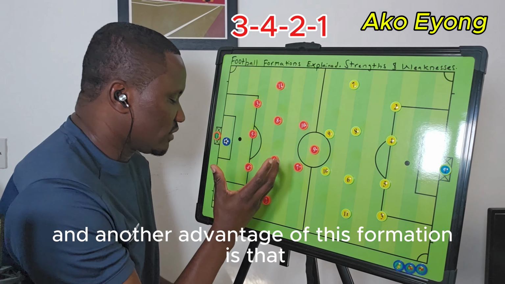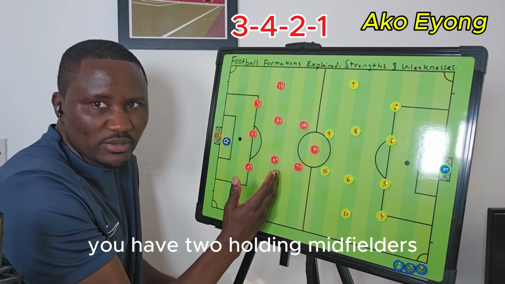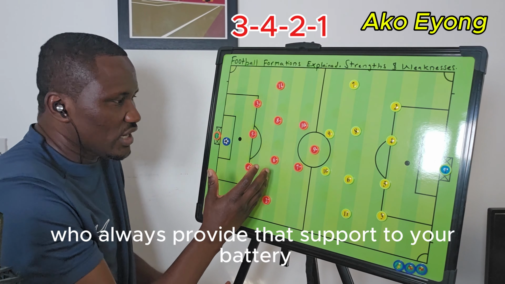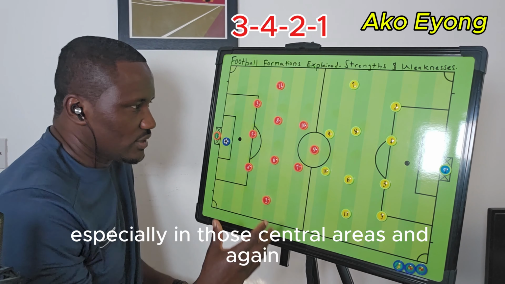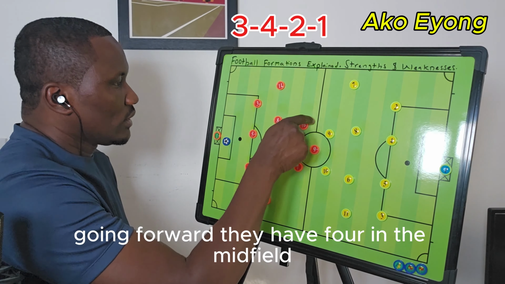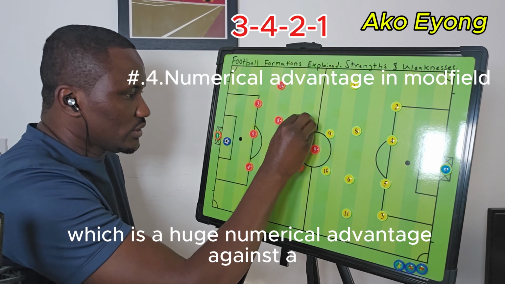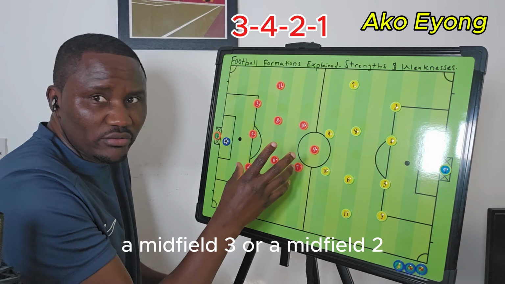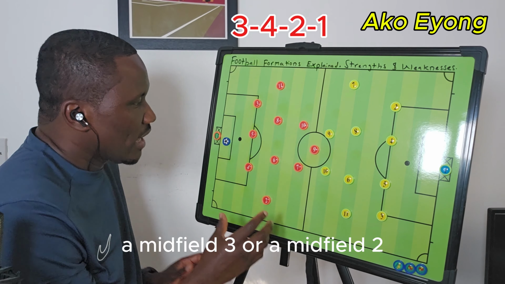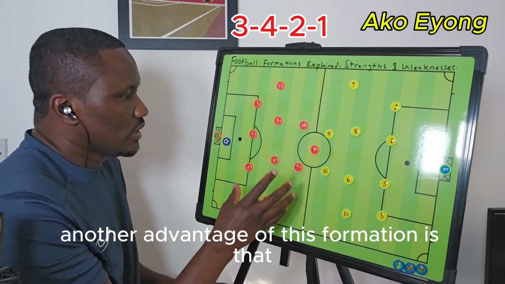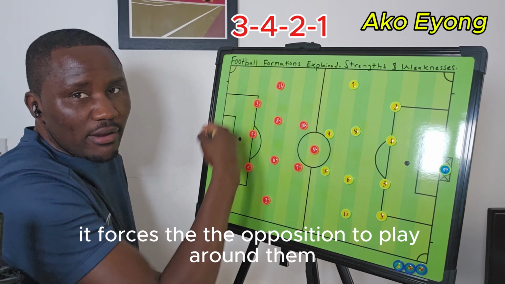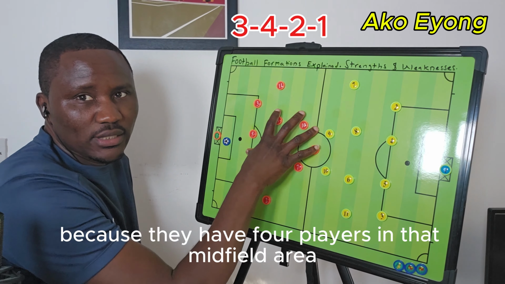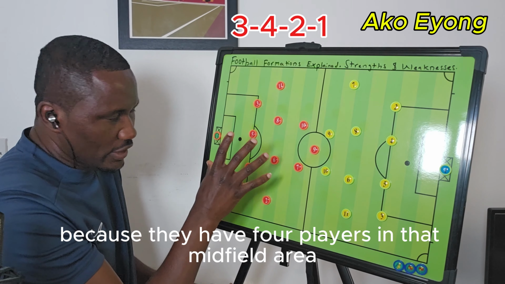And another advantage of this formation is that you have 2 holding midfielders who always provide that support to a back three, especially in those central areas. And again, going forward, they have 4 in the midfield, which is a huge numerical advantage against a midfield 3 or a midfield 2. Another advantage of this formation is that it forces the opposition to play around them and not to play through them, because they have 4 players in that midfield area.